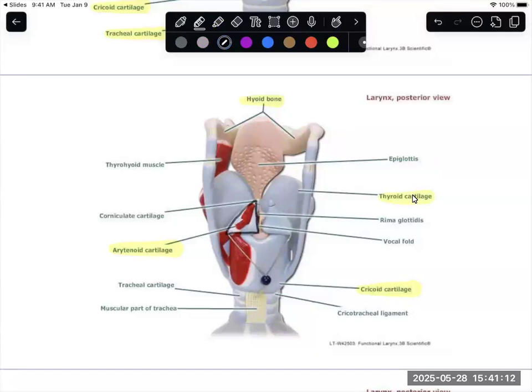And then at the very top, well, you don't need the corniculate. Never mind. I like to add things. Here you can see that muscular part. This is that open part of that trachea that I was mentioning, where that esophagus can expand into. The vocal folds actually sit in front of this arytenoid cartilage.